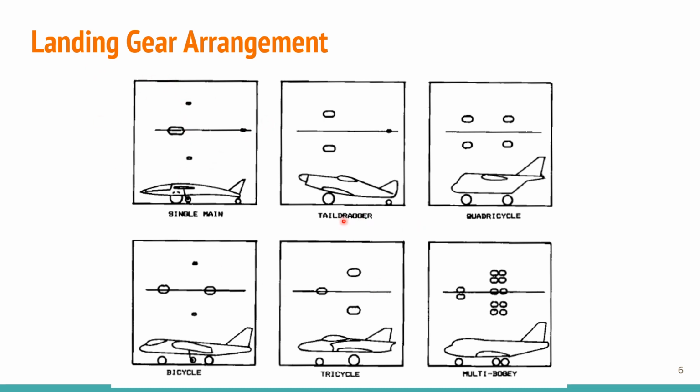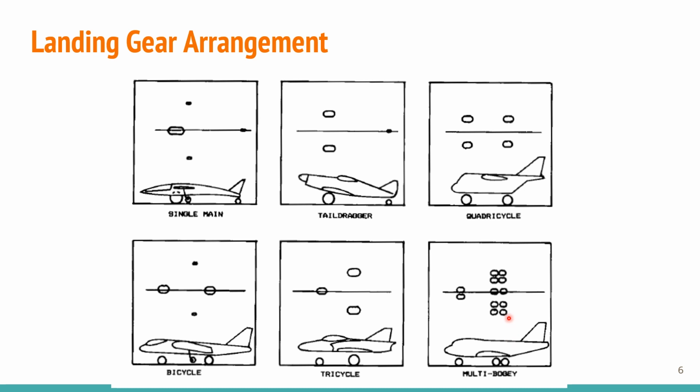In case of tail dragger, the wheel adjacent to the nose is not available. In case of quadricycle landing gear, like a car, we have 4 different positions of wheels. There is a bicycle landing gear system as well as a tricycle landing gear system. Bicycle means 2 wheels, tricycle means like a triangular section. And the next is multi-bogie. That's what we are now using in the commercial aircraft.